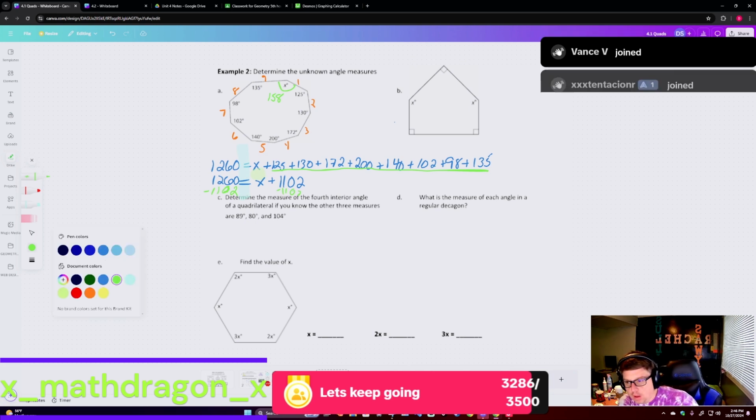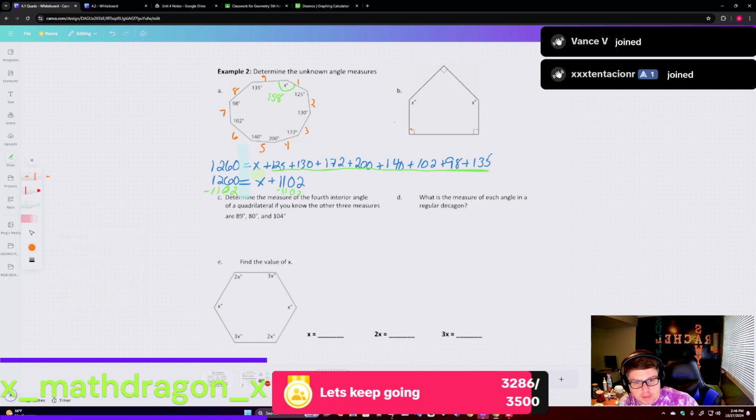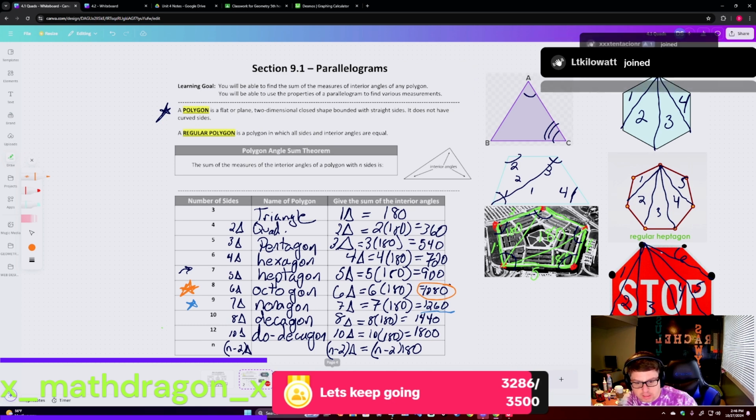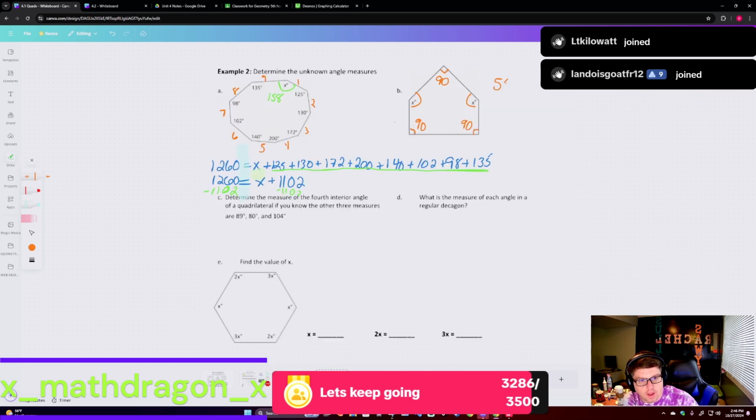Now, next problem, we have boxes in each of the corners, and boxes should be a good indicator to us for angle measures of 90 degrees. And then I've got an X and I've got an X, but I know it's a 5-sided figure. So let's go back. 5-sided figure is a pentagon. We know all of them should add together to give me 540. So 540 is going to equal 90 plus 90 plus 90 plus X plus X.